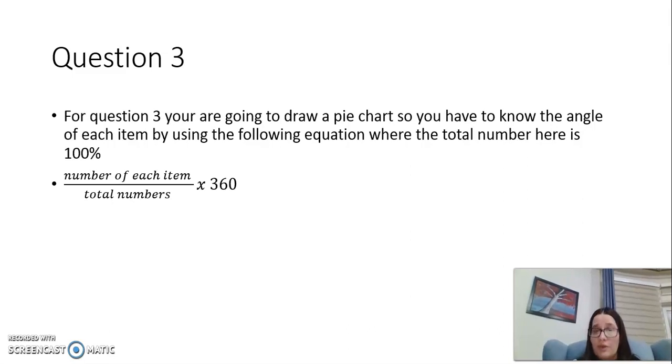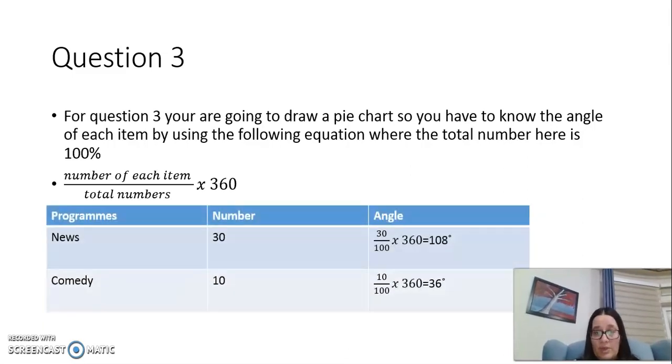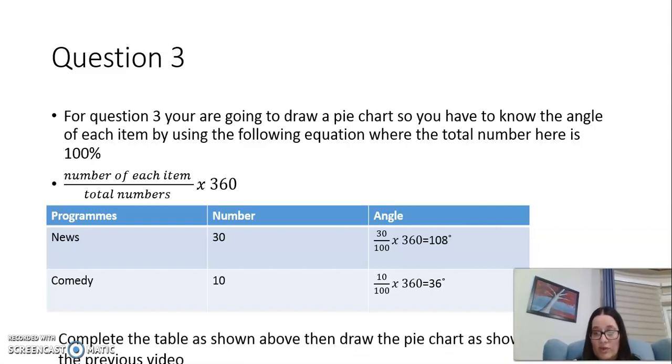For question number 3, again you are going to draw another pie chart, but here the total number is 100%. So the number of each item divided by 100 times 360. So the angle of the news will be 30 divided by 100 times 360, and the angle of the comedy will be 10 divided by 100 times 360, which is 36. Now complete the table and draw the pie chart as shown in the previous video.